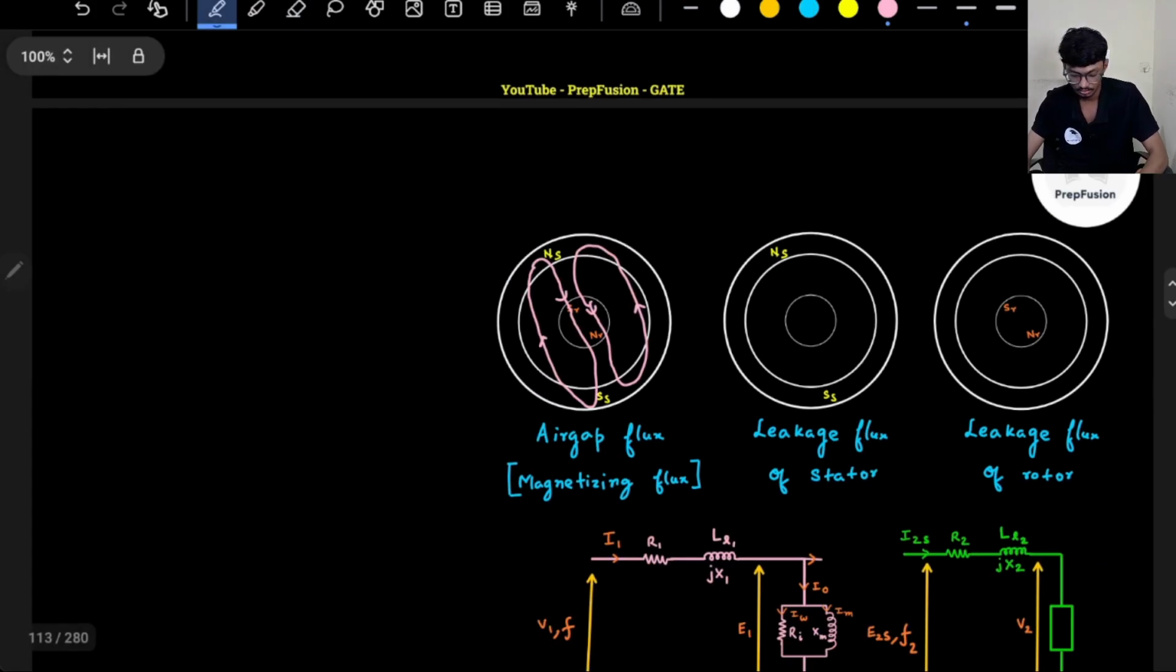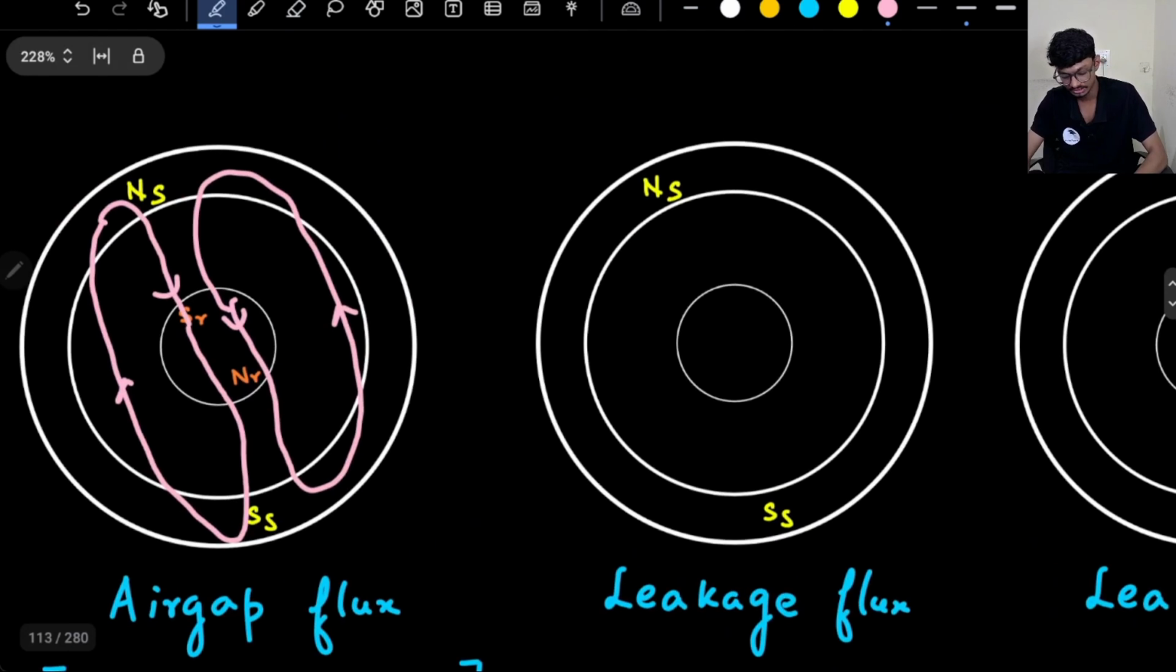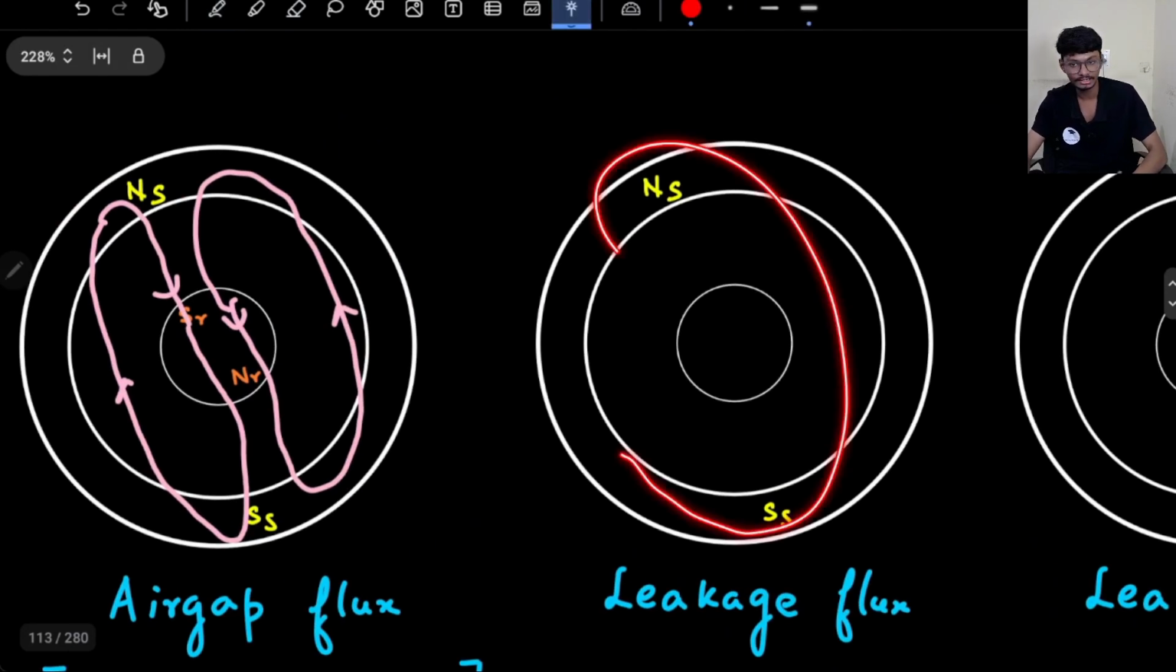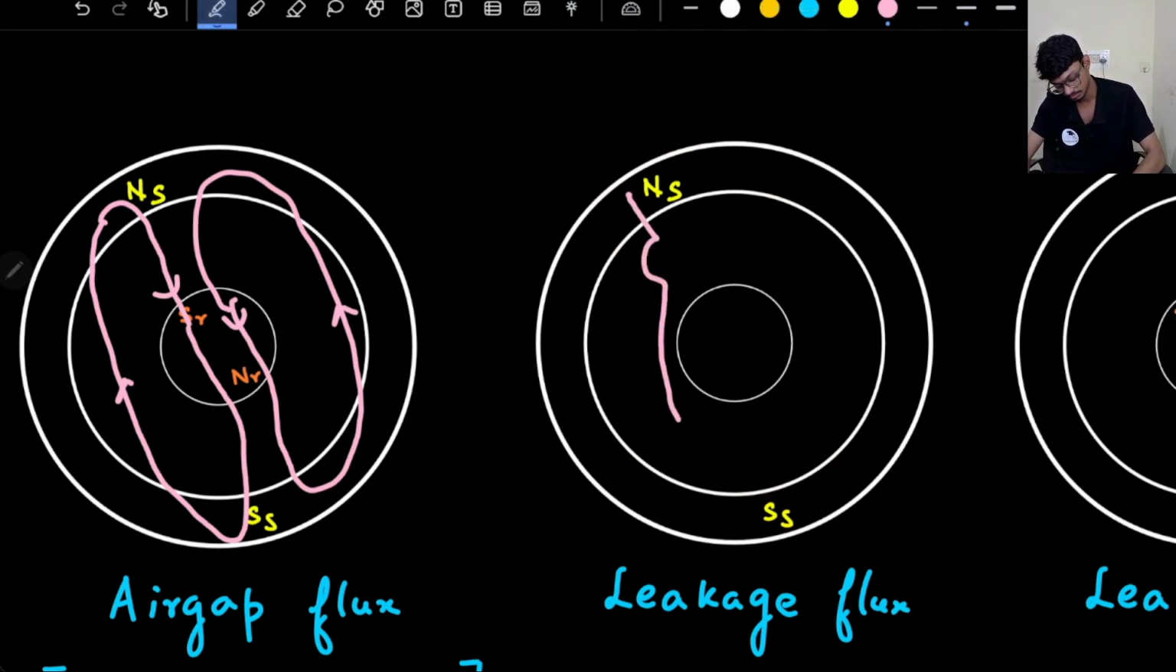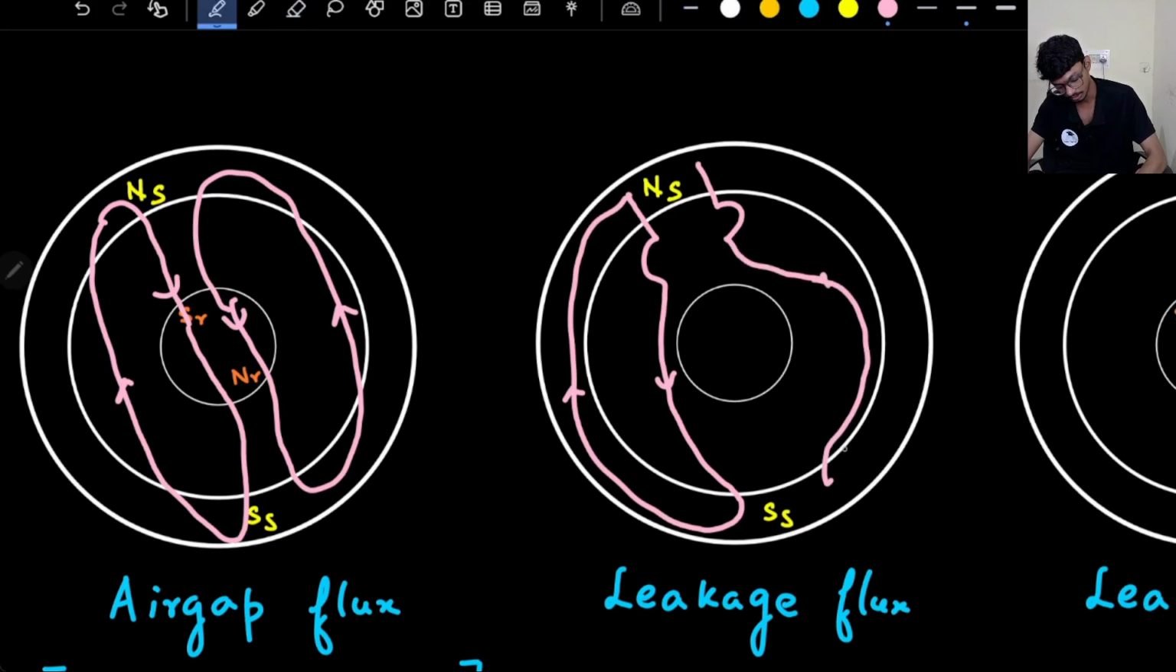Yeah. What about the leakage flux? So leakage flux will connect only the stator. So basically it will avoid the rotor. It will start from the north pole, go to the south pole and come back. It has to be a closed loop. Again from here as well, it will avoid the rotor. It will just link with the stator only.